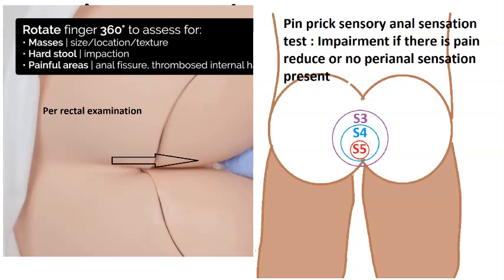The second figure shows the pinprick sensory anal sensation test. If there is an impairment, pain is reduced or no perianal sensation is present while doing the pinprick.